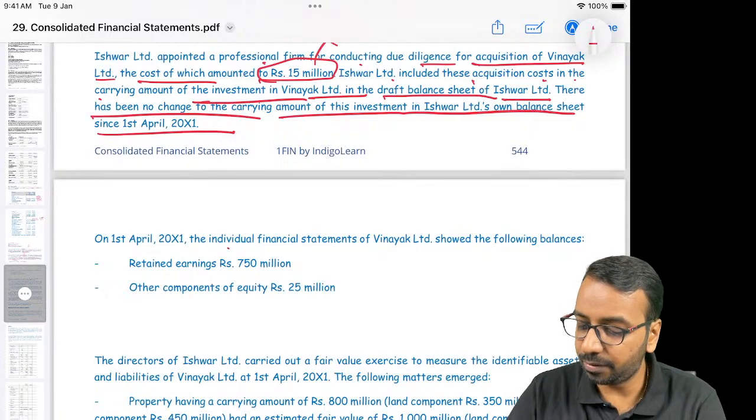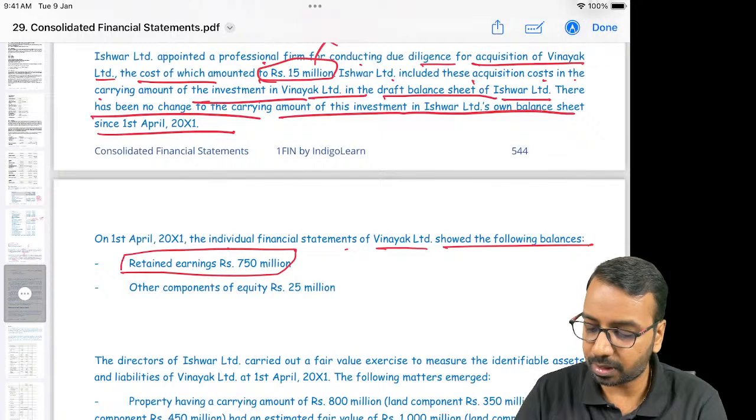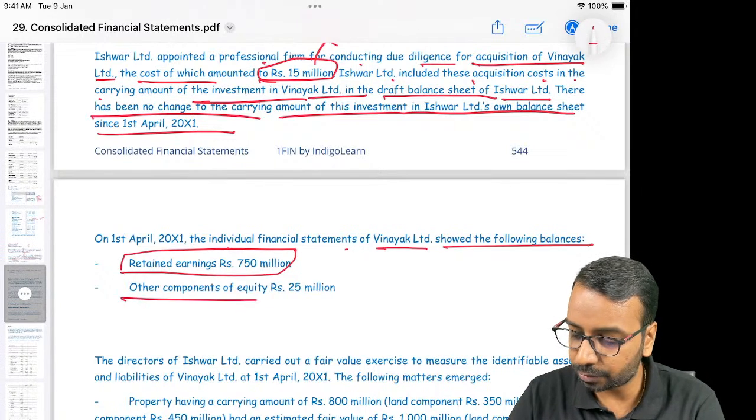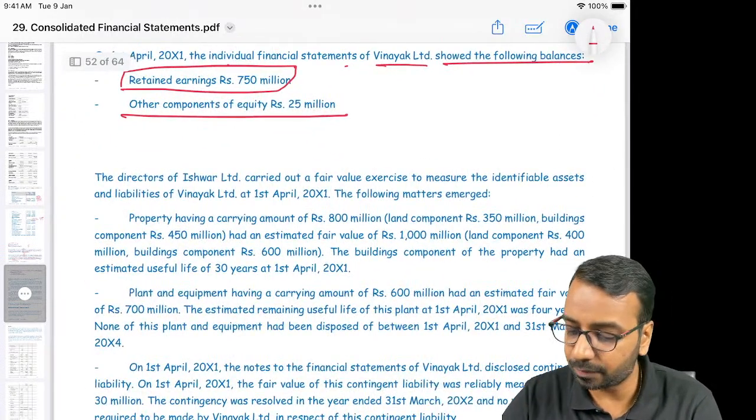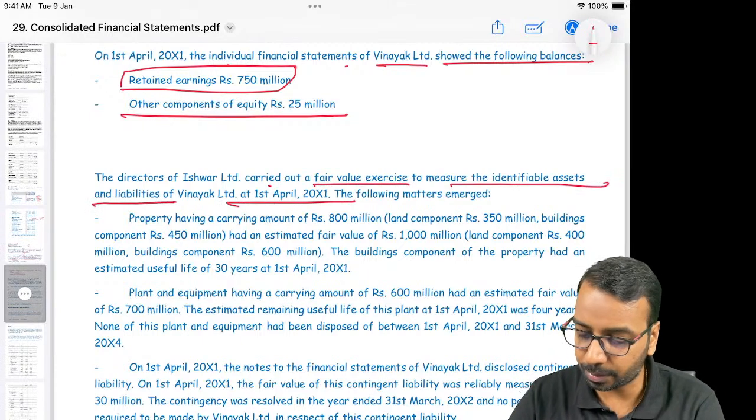On 1st of April, individual financial statements of Vinayak Limited showed the following balances: retained earnings 750 million, other components of equity 25 million. The director of Ishwar Limited carried out a fair value exercise to measure the identifiable assets and liabilities on 1st of April.